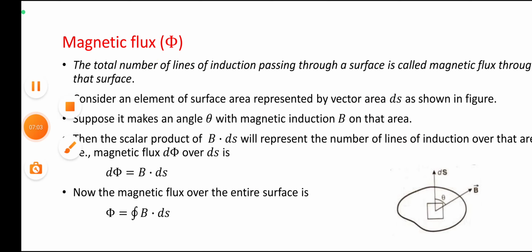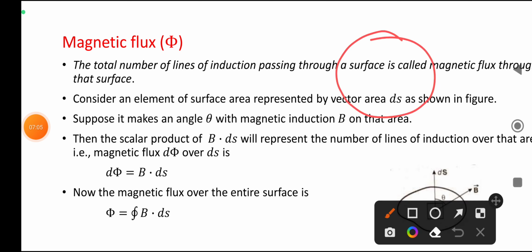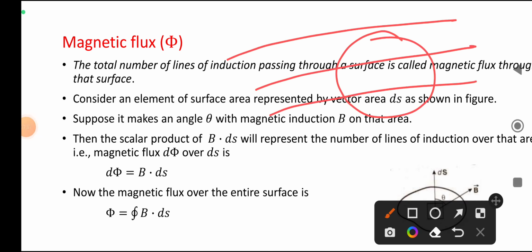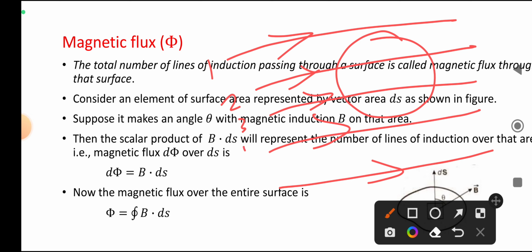For example, suppose a surface is considered, and let the lines of force be this many. How many lines of force are there? 1, 2, 3, 4, 5. Out of the 5, how many are passing through the surface, through this circle? 1, 2, only 2. So the magnetic flux is simply 2. That is the total number of lines passing through.